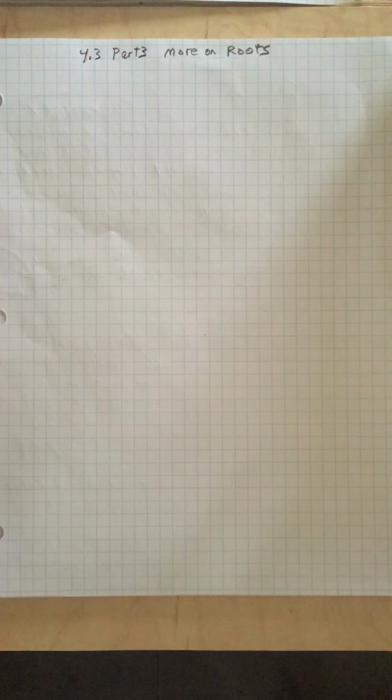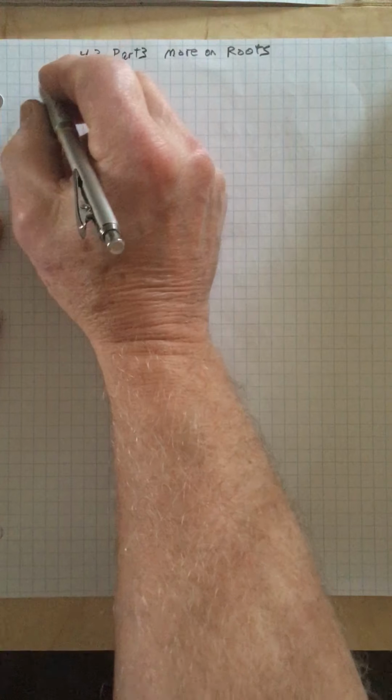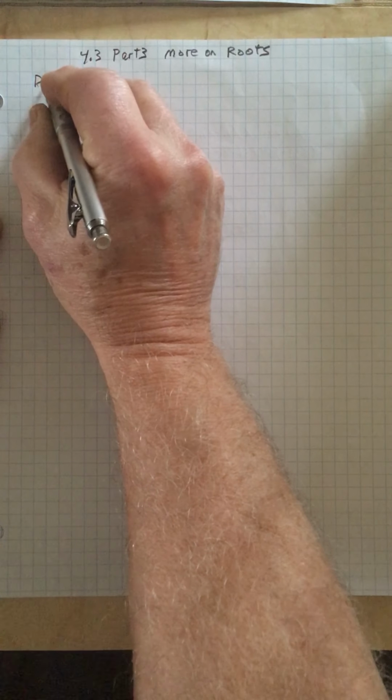Okay, this is part 3 for section 4.3, so this will wrap it up. I have a final example that's a little bit different at the end here, but before that, we're going to look at one final rule for zeroing in on roots or zeros, and that is Descartes' Rule of Signs. So let's look at that.